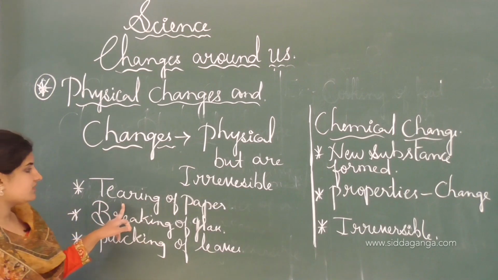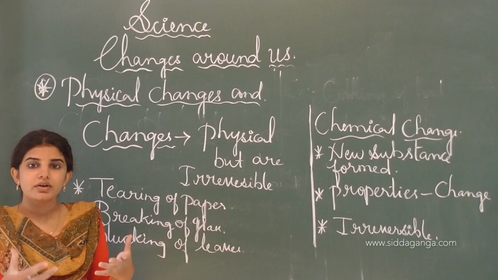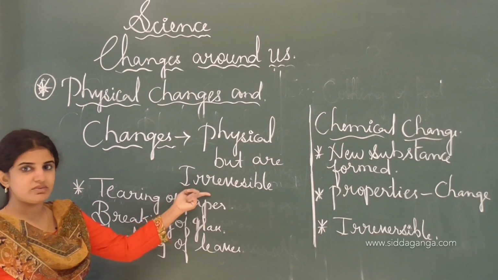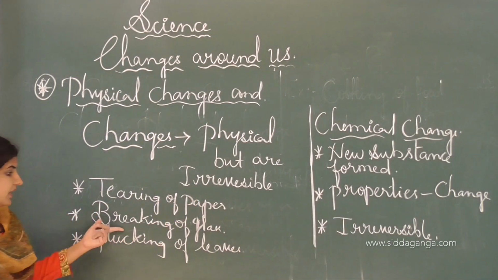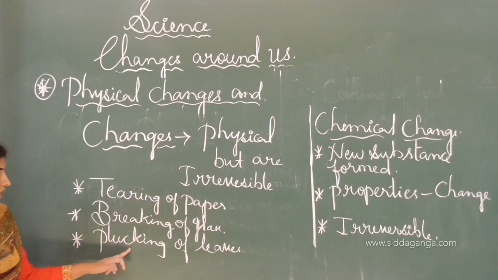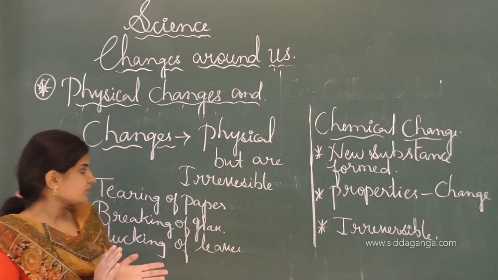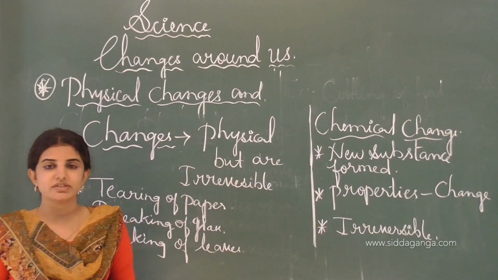Tearing of paper is a physical change. We can easily tear it and no new substance is formed, and it is an irreversible change where we can't go back to the original paper. Breaking of glass is a physical change and also irreversible. Plucking of leaves is a physical change as well as irreversible. This is all about the different types of changes.